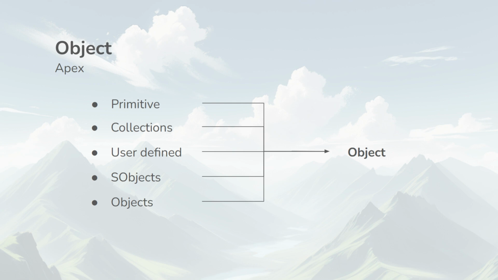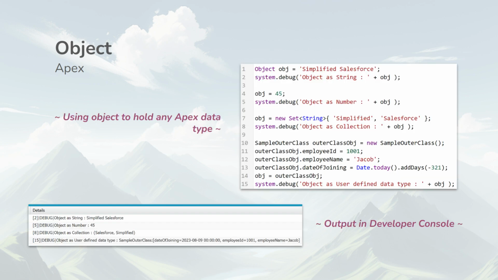This data type is used in scenarios where we are not sure what data type we will need to create or refer to in our code. Object is useful particularly in dynamic Apex code where we receive a response from other Apex methods where the return response data type could be of any type. The image showing on the screen demonstrates how we can use objects to hold any data type value.